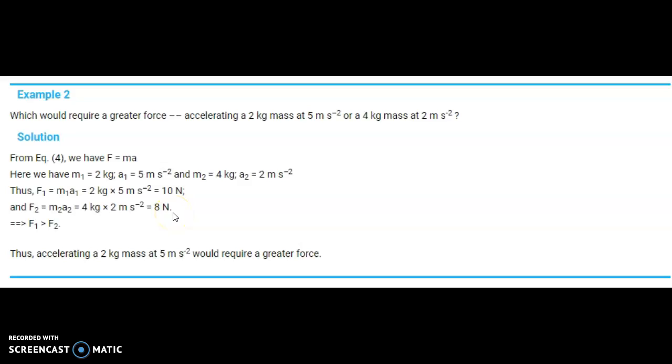So which force will be greater? That is, F1 is greater than F2. So accelerating a 2 kg mass at 5 meters per second square would require a greater force. So that is what you have to find out.